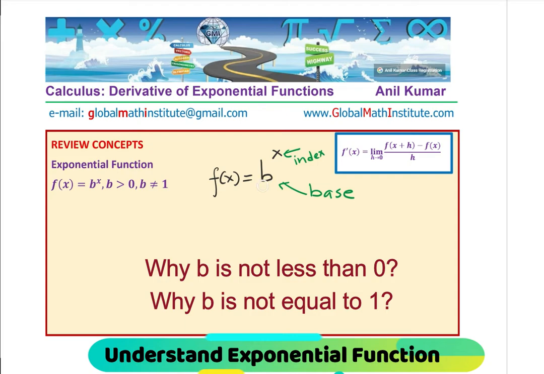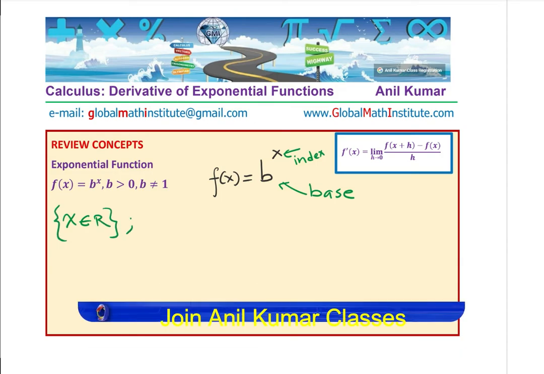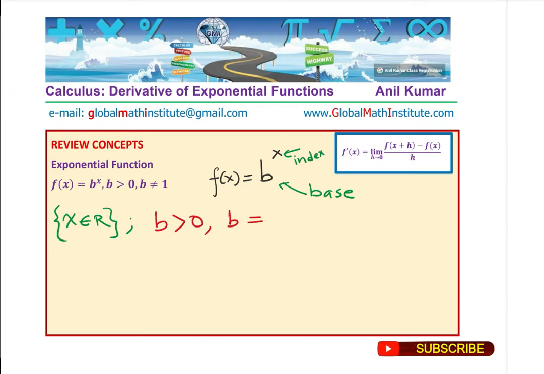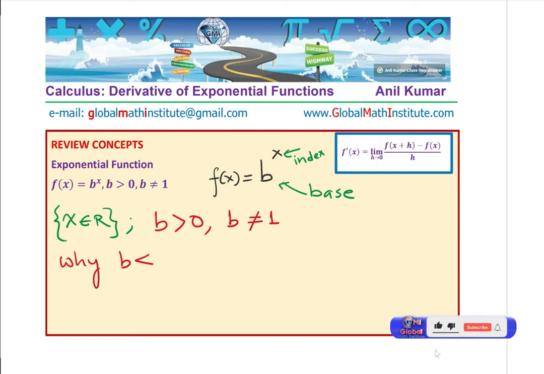Now, do you remember the restrictions on b? Well, x could be any real number. Let me rewrite this. x belongs to real numbers. There are no restrictions. However, b has a lot of restrictions. So what about b? b has to be greater than 0, and also b, as you know, is not equal to 1. So can you tell me why b is not less than 0?